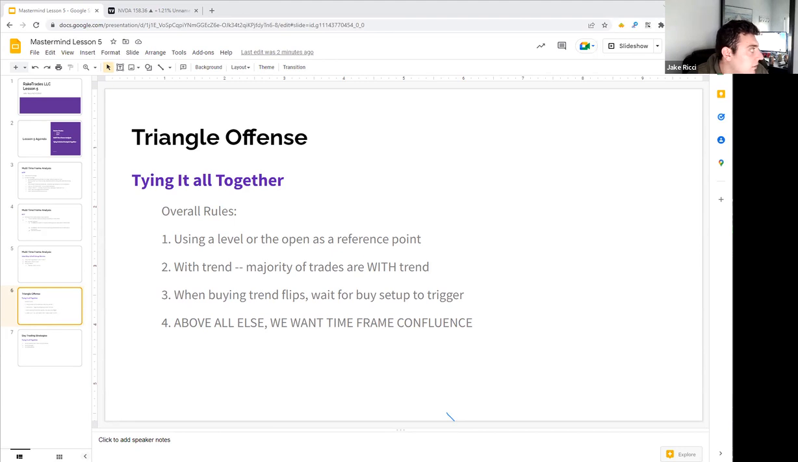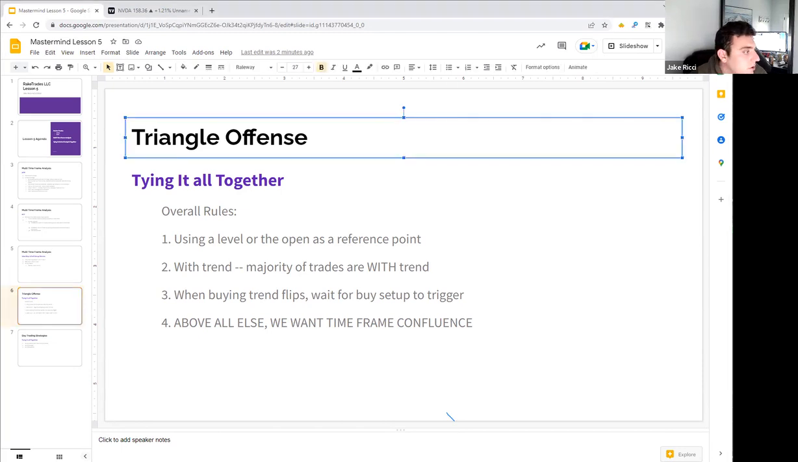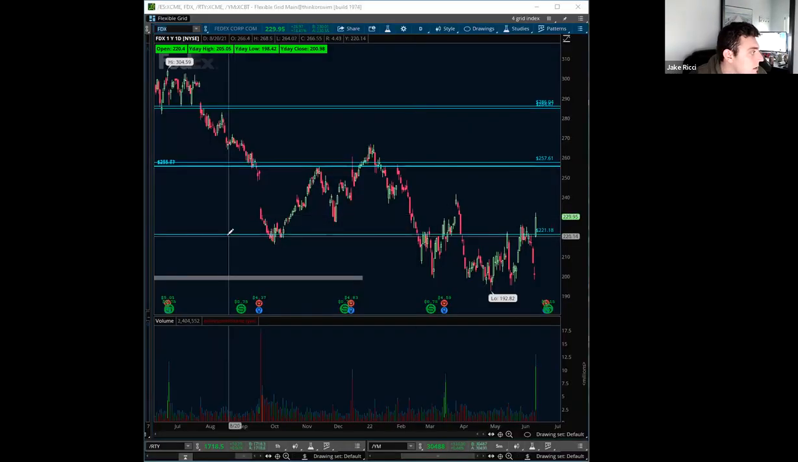Give me 1 second, everybody. I'm going to flip to my Thinkorswim chart. Let me stop share. Okay, fantastico. You can all see my Thinkorswim screen now, correct?